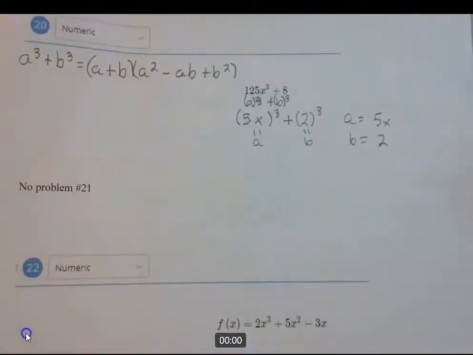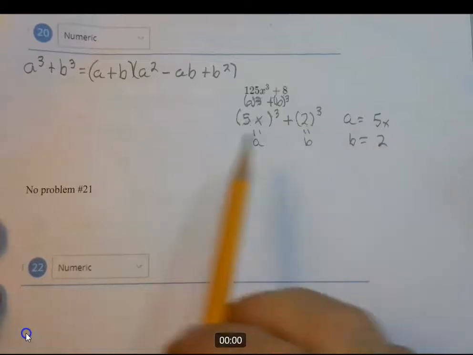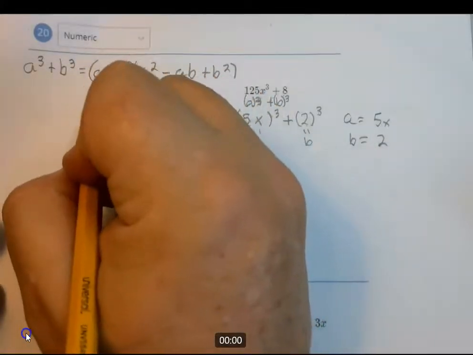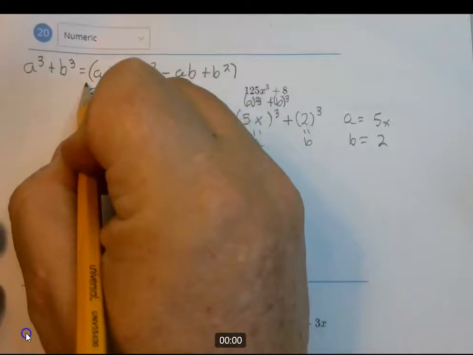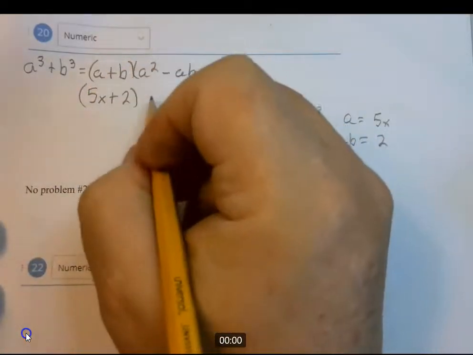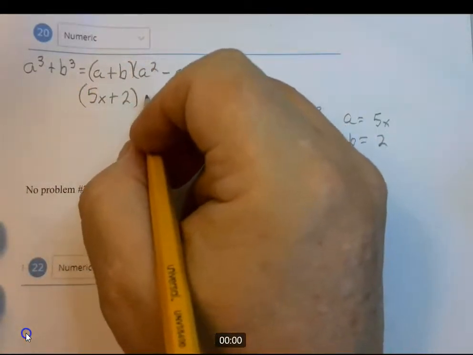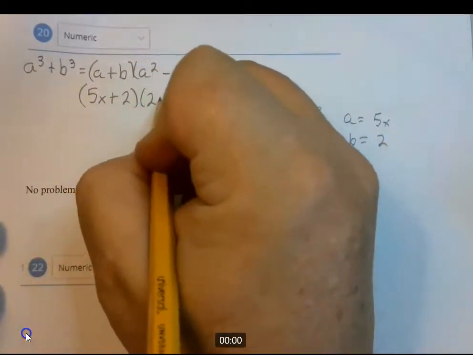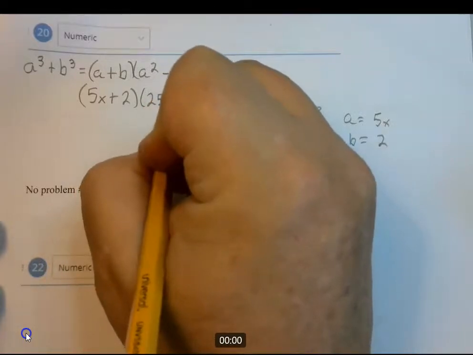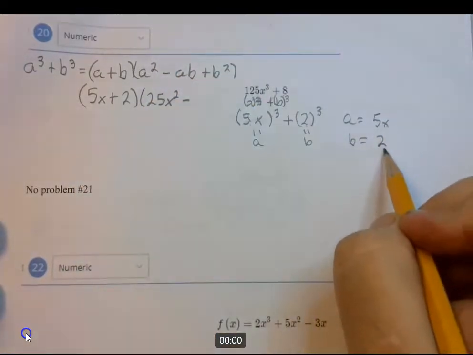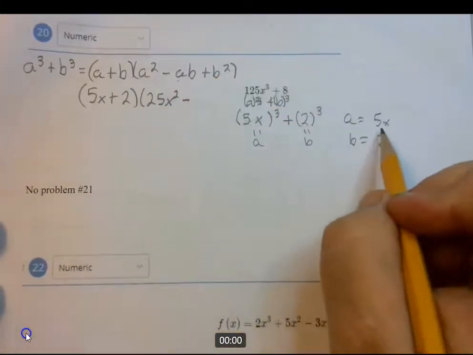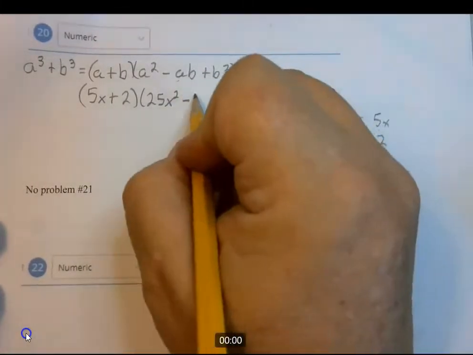Okay, and there you go. So now we just go ahead and plug in our a and our b. So a is 5x, b is 2, a squared is 5x squared. That's 5x times 5x, that's 25, 5 times 5, and then x squared. Minus 5x times 2 is 10x. 5x times 2, that's a times b. 5x times 2 is 10x, so minus 10x.